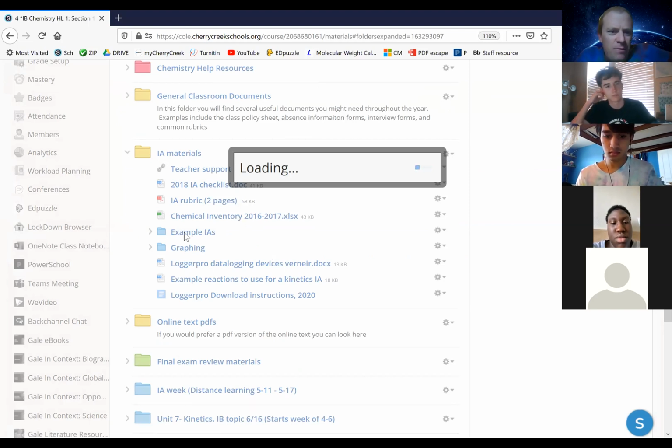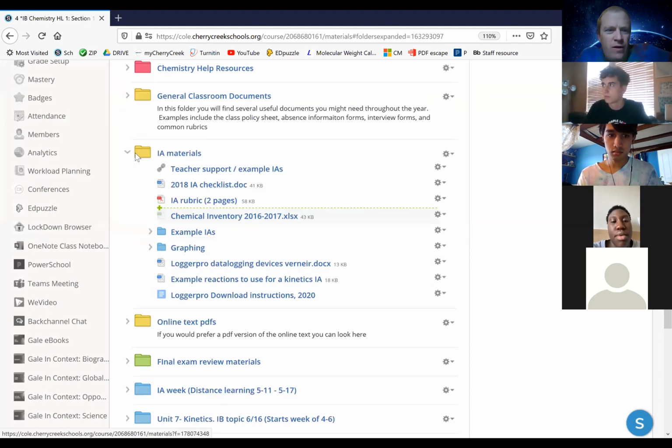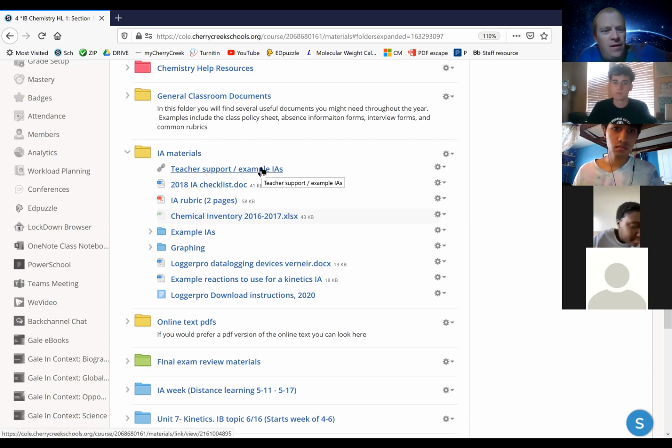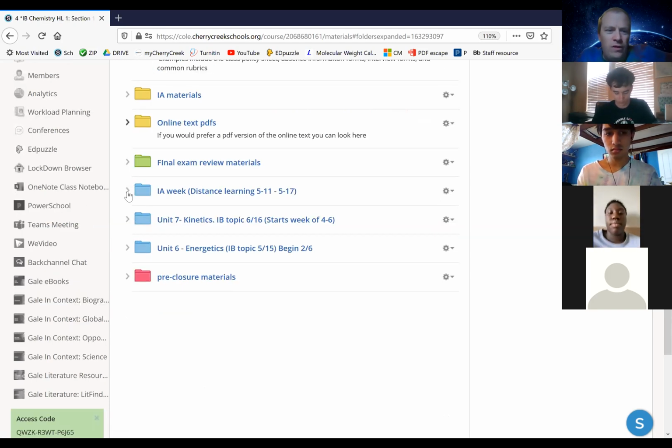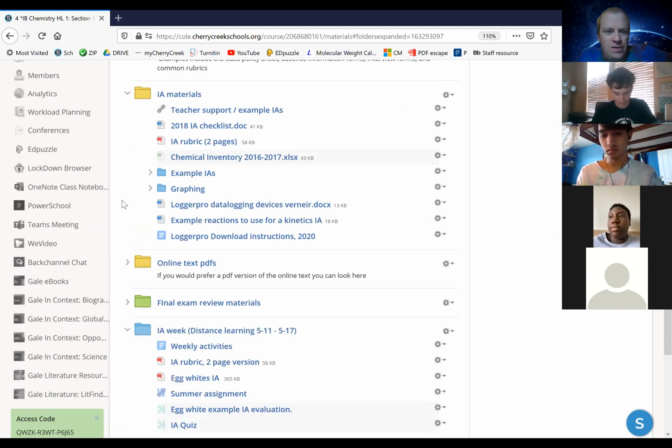So there are some examples in here. There's some stuff about graphing and all of that. The rubric: if you click through this, this is a guide for teachers, but there's actually more examples if you look in here. But what's maybe more relevant is the stuff from this week.